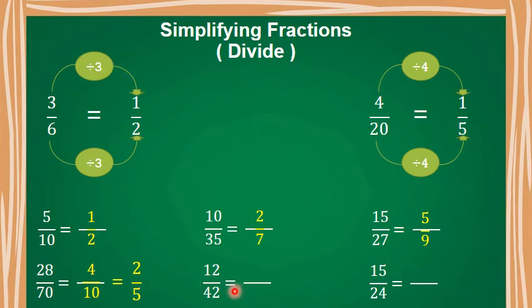Another one. 12 over 42. 12 and 42. In which timetable are they? 2, yeah. And 4, okay, will be in 6, yes. 12 divided by 6 will be 2. 42 divided by 6 will be 7. So it will be 2 over 7. The last one, 15 over 24. Can I divide these two numbers by 3? Yes. 15 divided by 3 will be 5 and 24 divided by 3 will be 8. So I will get 5 over 8.